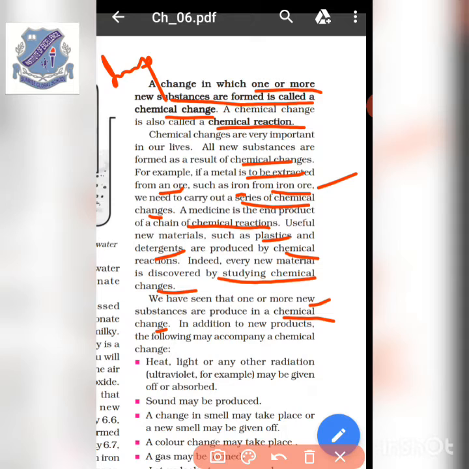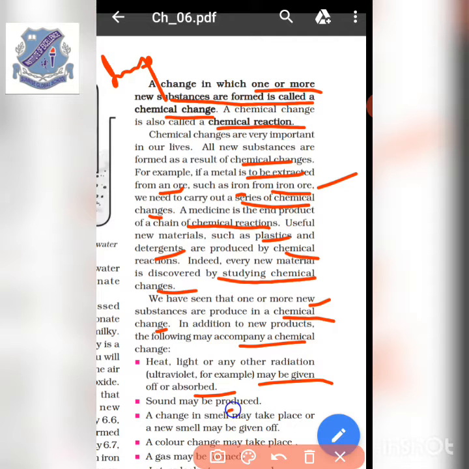In addition to new products, the following may accompany a chemical change. Yes, new products are made, but with that there are some other changes that take place. Heat, light, or any other radiation may be given or absorbed. So whenever there is a chemical reaction, it is possible that heat or light or any other radiation like ultraviolet is produced or observed.